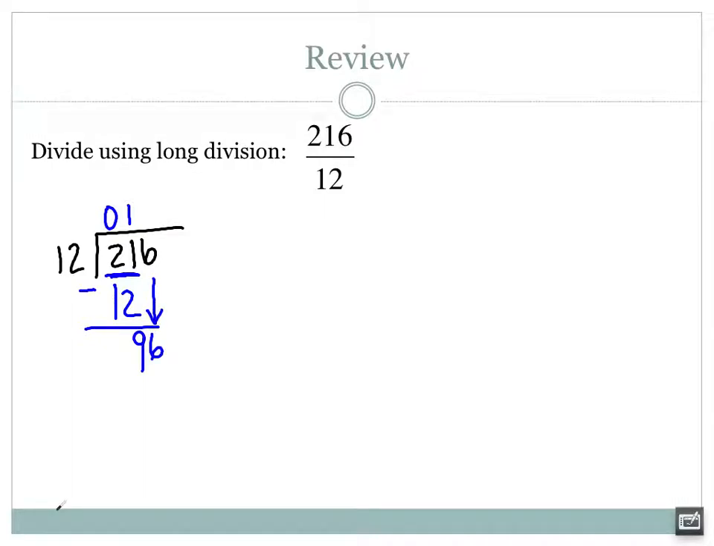Okay, now what's 96 divided by 12? That's 8. Now I want to multiply again. 8 multiplied by 12 is 96. And I want to subtract. 96 subtract 96 is 0. This is our remainder. So what that just means is 216 divides evenly by 12. So 216 divided by 12 is 18.